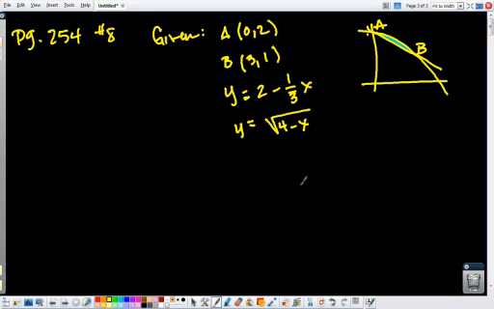Alright, so this is page 254, number 8. They give us a lot of information. First of all, we have this graph, and they're asking us to find the area of this blue region written as an exact fraction. And then they give us the coordinate of point A, which is (0, 2), the coordinate of point B, which is (3, 1), the equation of line AB, which is y = 2 minus 1/3 x, and then they give us the equation of the curve, which is y equals the square root of (4 minus x). So basically, they've given us a lot of good stuff.